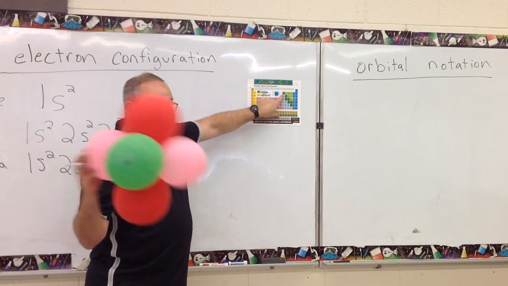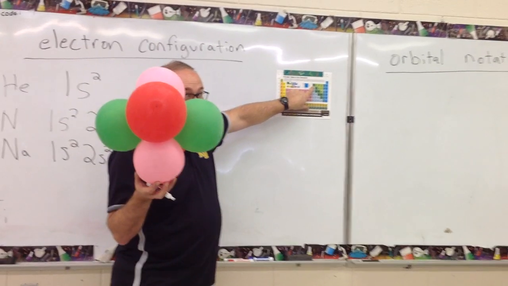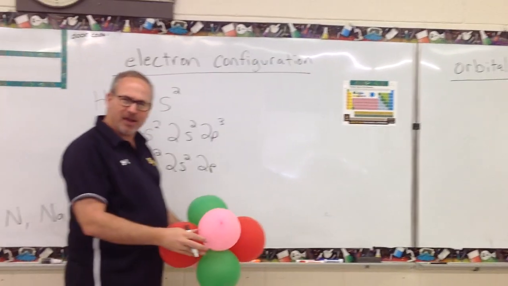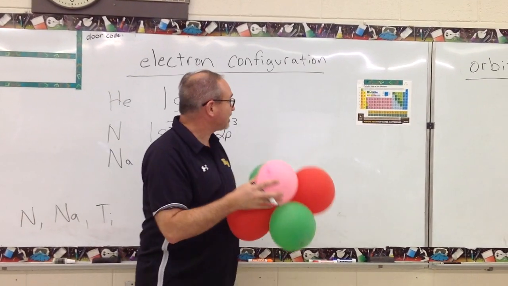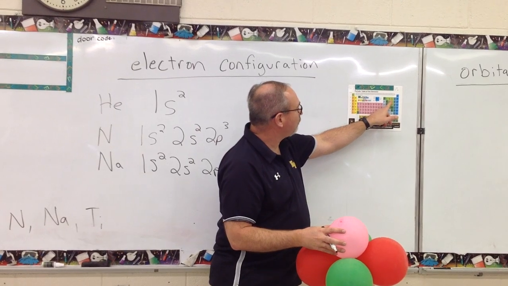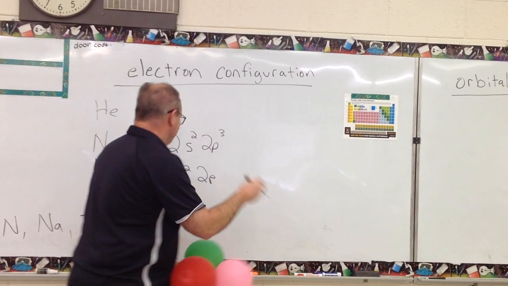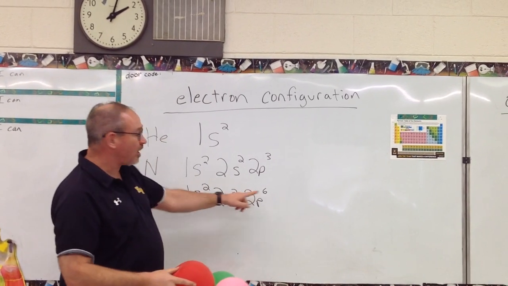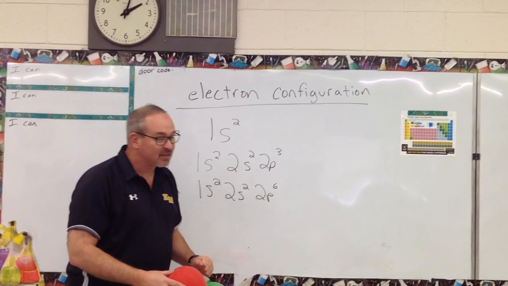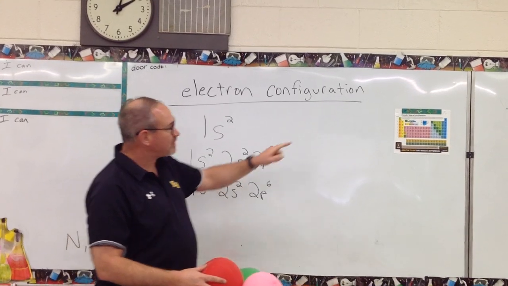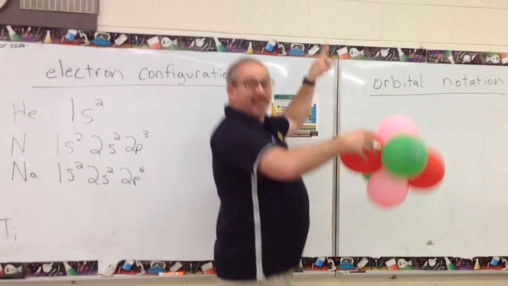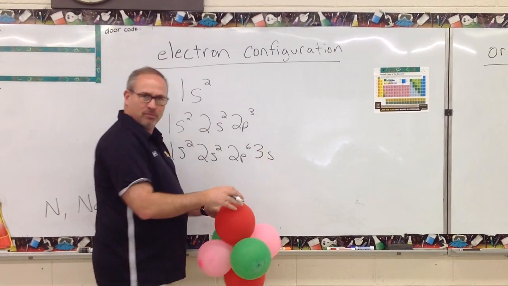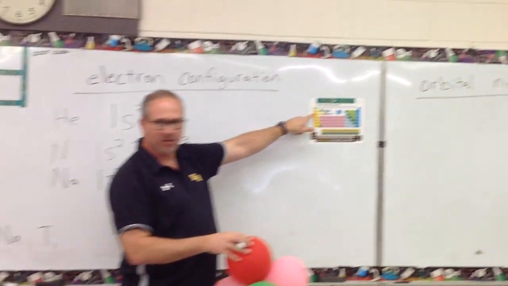What's that again? Not the S, but the P. 2p. How many does P hold? I forgot! So let's count. 1, 2, 3, 4, 5, 6. Holds 6. Have we gotten to sodium yet? When you add this up, you get 10. 10 doesn't equal 11. So what happens at the end of that row? Ding! We're back at number 3. 3s. How many over for sodium? Just 1.